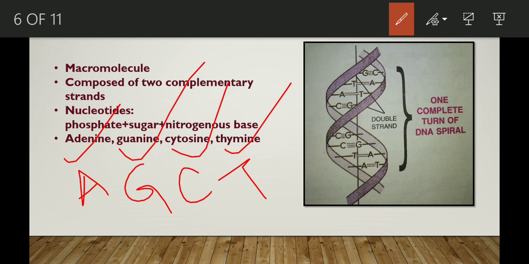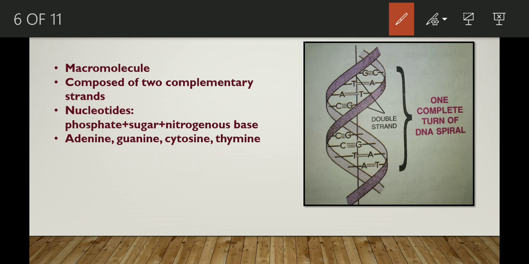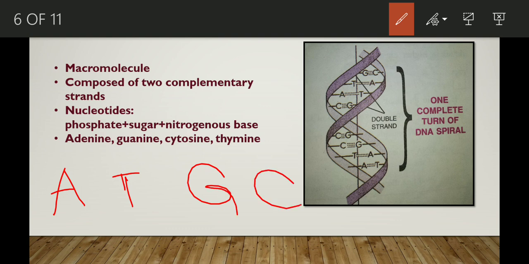Now, these four nitrogenous bases bond differently. Adenine bonds with thymine and guanine bonds with cytosine. A and T are joined by double bonds: two bonds are present between A and T, and three bonds are present between G and C, that means guanine and cytosine. Clear? In this way they form a ladder-like structure. See the structure? They form a ladder-like structure between the two complementary strands of DNA.